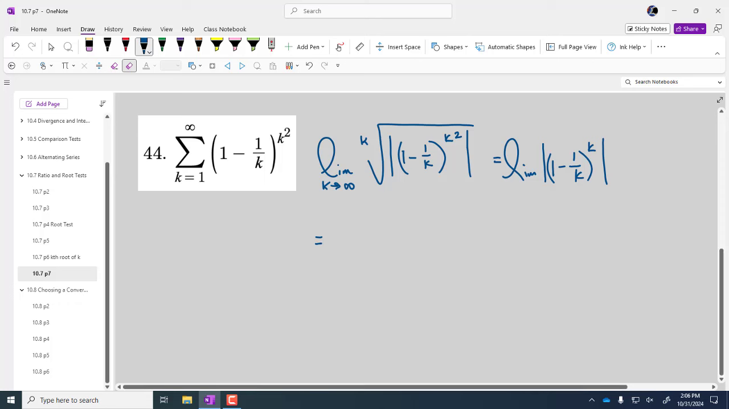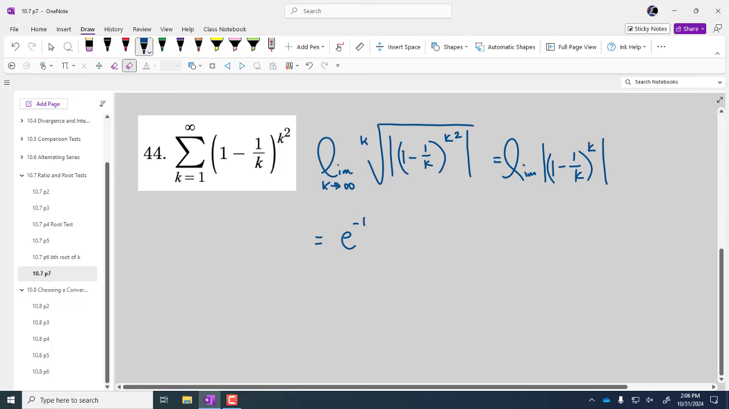What is the limit of 1 minus 1 over k, to the k? We saw that the limit of the kth root of k is 1, but this is a variation on e. So this is e to the negative 1.